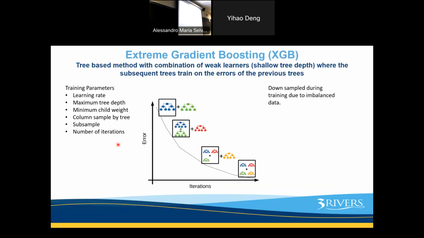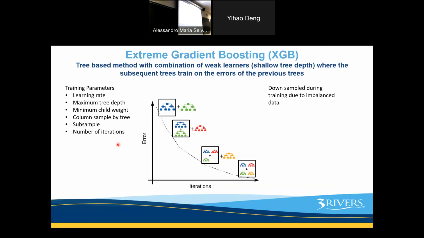The next method is extreme gradient boosting. Again, this is a tree-based method. And here we're going to limit the depth of the tree. These are termed weak learners, because we're only a few branches off the tree. What we're going to do is train the first tree, and then get the predictions. We look at the errors, then we take those errors and train them on the next tree. Then we combine the two trees, get another prediction, get the errors, use those errors, train them on the next tree, and so on, all the way down the line.